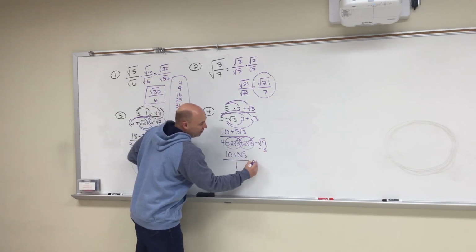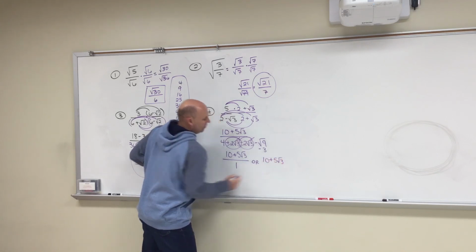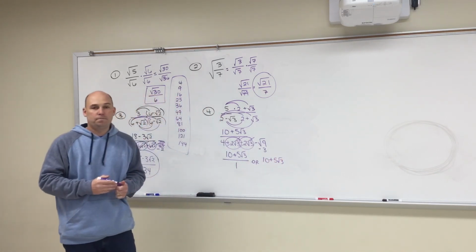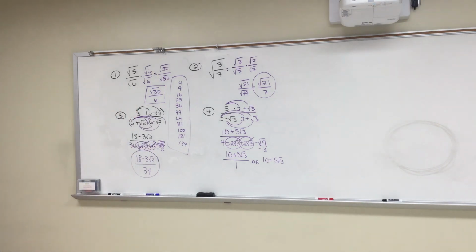So you could have that as an answer, or you could just not even have the 1 there at all because it's on the bottom, and have that as your answer. It doesn't matter which one, okay? And that's how you do rule number 2 with radicals.